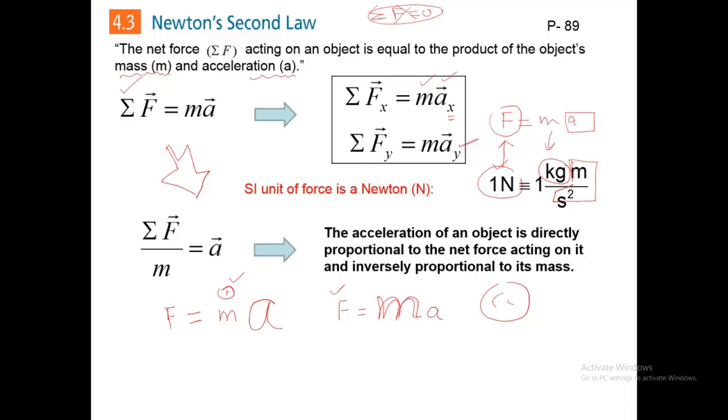So what does it mean? It means that acceleration is inversely proportional to the mass. So greater mass, smaller acceleration. Smaller mass, greater acceleration. Right, smaller mass, greater acceleration. Greater mass, smaller acceleration. This is why I have used the size of the font, to show you this basic idea.